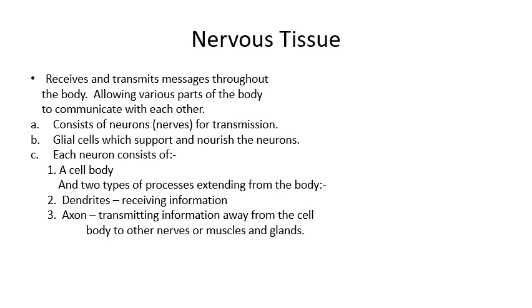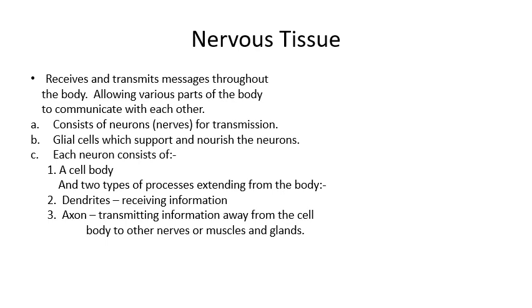And we have nervous tissue, which receives and transmits messages throughout the body, allowing various parts of our body to communicate with each other. They consist of neurons, nerves for that transmission. Within the neurons and nerves are glial cells, which support and nourish the neurons.